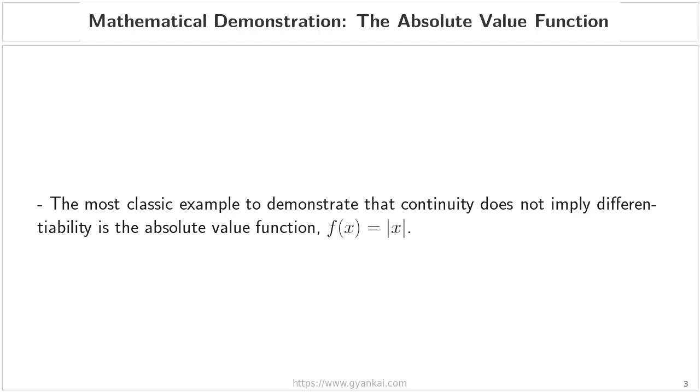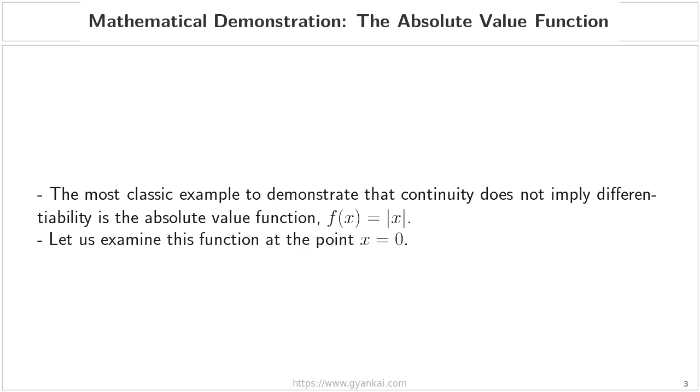The most classic example, used to demonstrate that continuity does not necessarily imply differentiability, is the absolute value function, denoted as f(x) = |x|. To see exactly where the sharp turn we discussed earlier occurs, let us examine this specific function at the point where x equals 0.